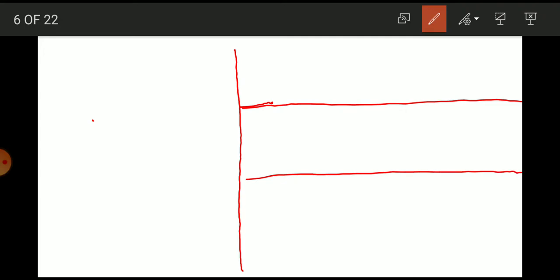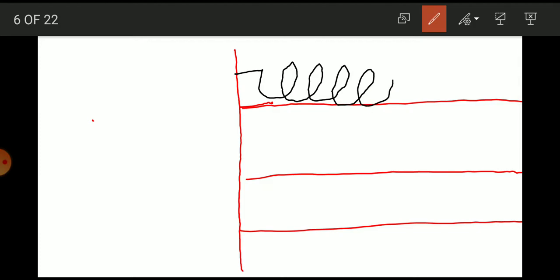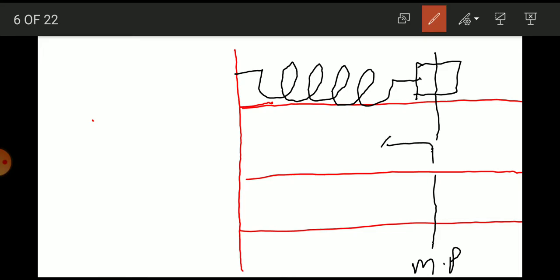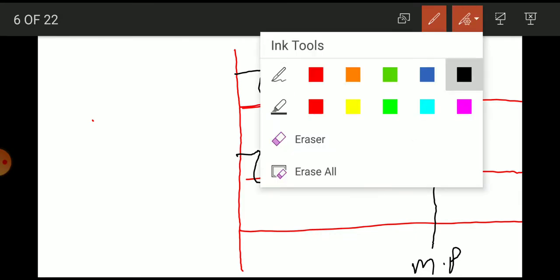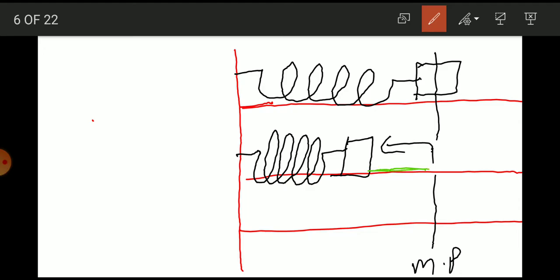Now take a line like this. We'll draw a line like this. Let's say this is an object. This is called mean position, equilibrium position. This spring is compressed. Now this is displacement x.